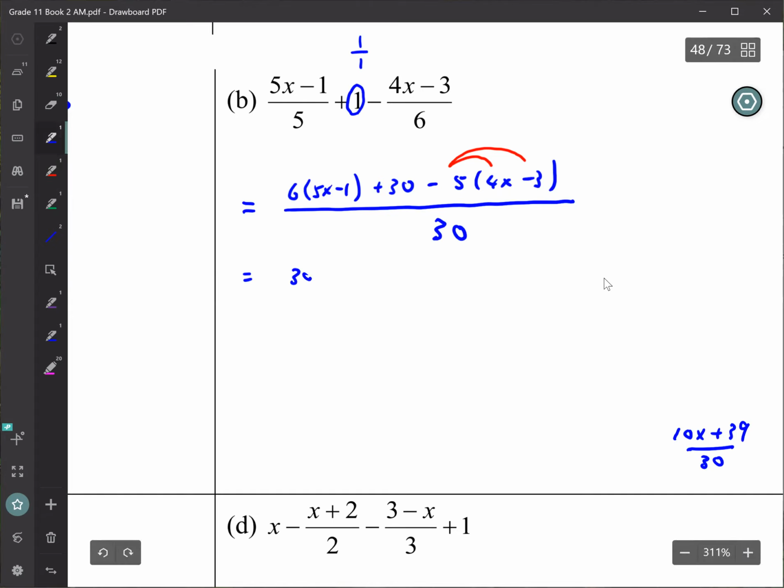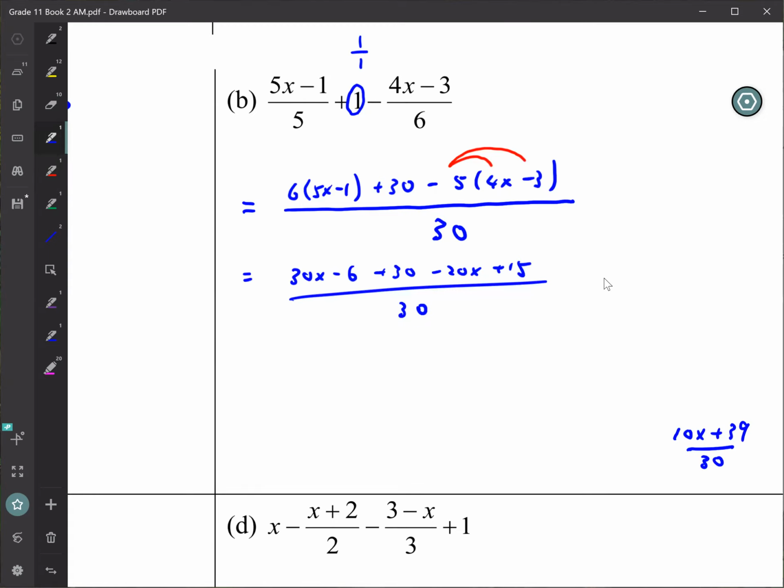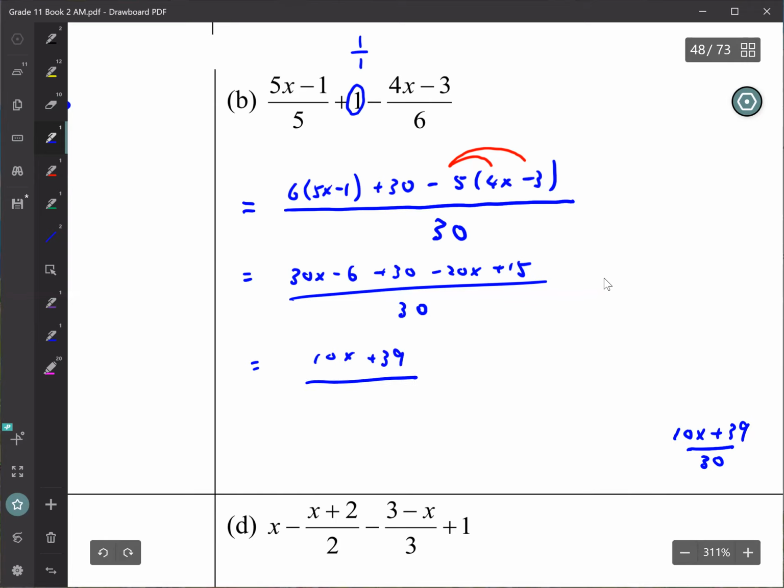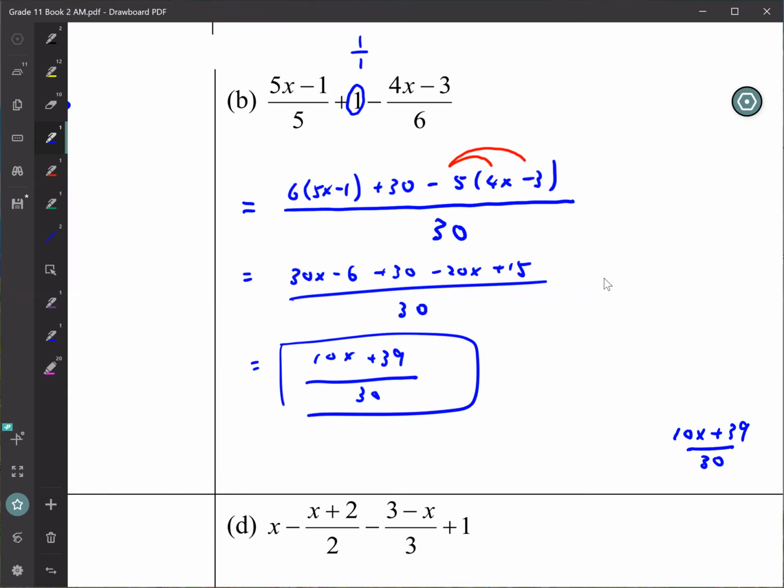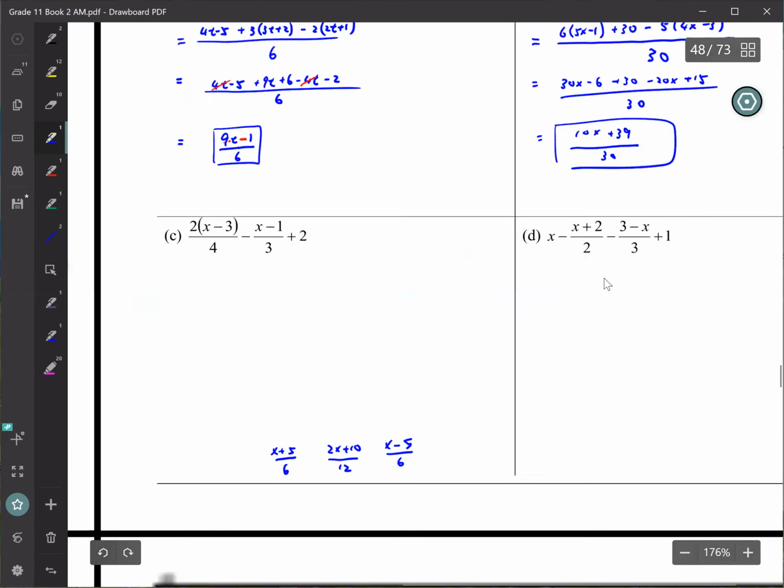And then 30x minus 6 plus 30, minus 20x plus 15, over 30. Please check this. And then that will be what? Any mistake? So that will be 10x, right? And then that's 24, 39. Yeah, okay. So this one is okay. Any question for question B? That one's good. We'll look at C.